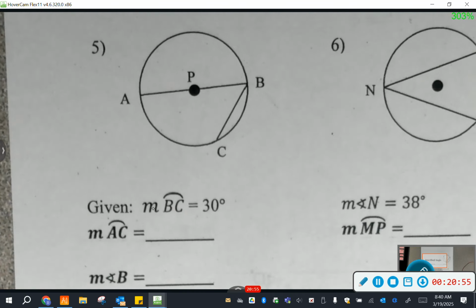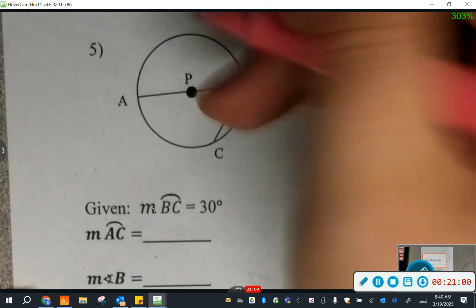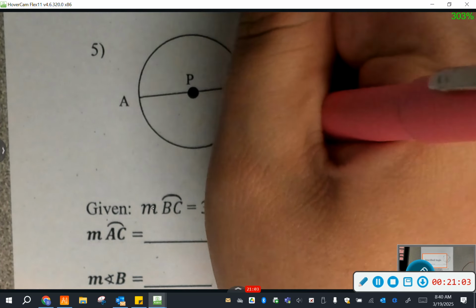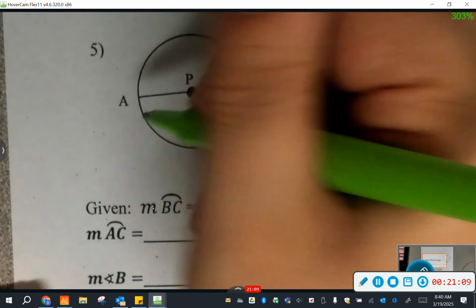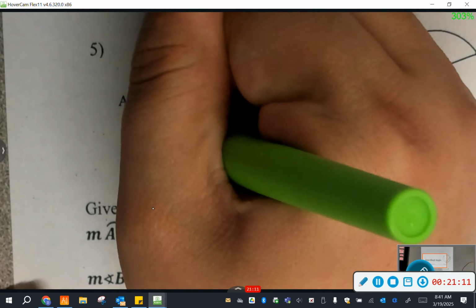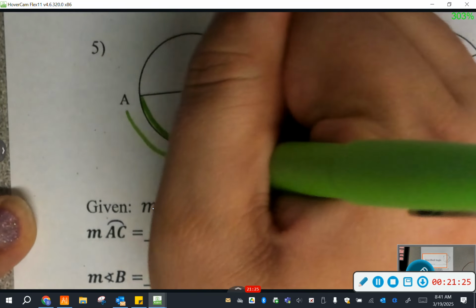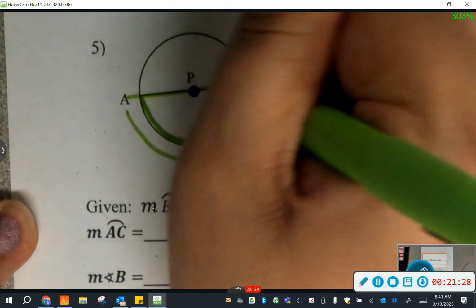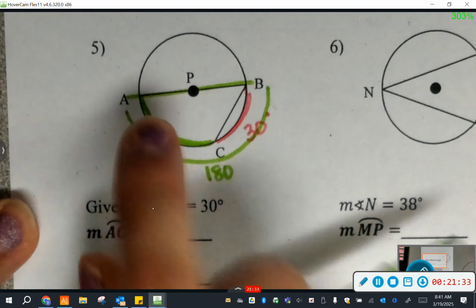This is probably the one that kids usually ask the most questions about. Number 5 says arc BC is 30 degrees. What is AC? What do I know? Why do I know that this whole thing equals 180? Because look, it's a semicircle. That's the diameter. So if the whole thing equals 180, what is going to be this left side in green?